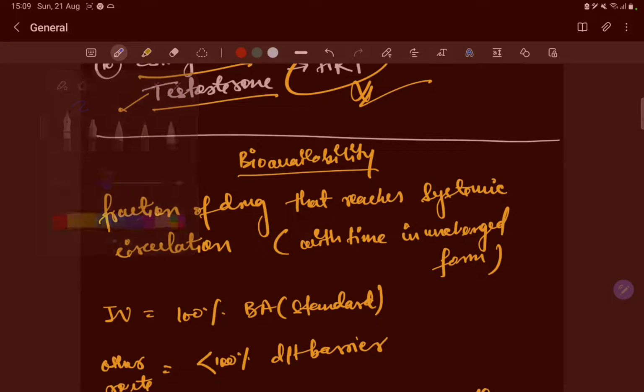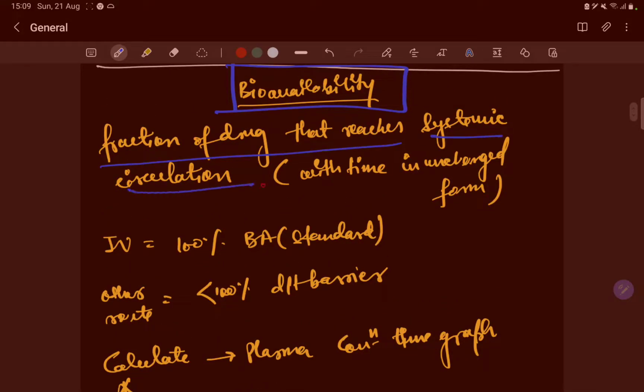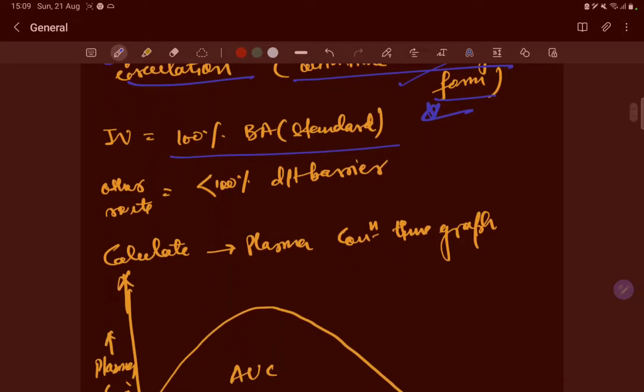Now, another concept is the bioavailability, that we are going to study in the absorption part. It is a fraction of drugs that reaches the systemic circulation with time in unchanged form. This unchanged form term is important. Fraction of the drug comes in unchanged form that reaches the systemic circulation with time is the bioavailability. IV is considered as highest bioavailability, and other routes, because of this barrier, are less than 100%.